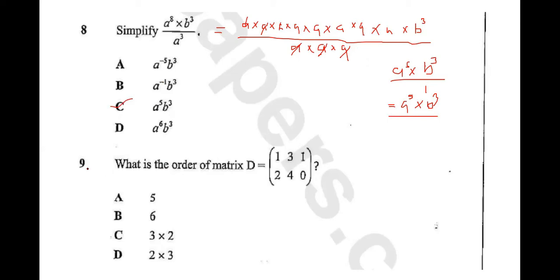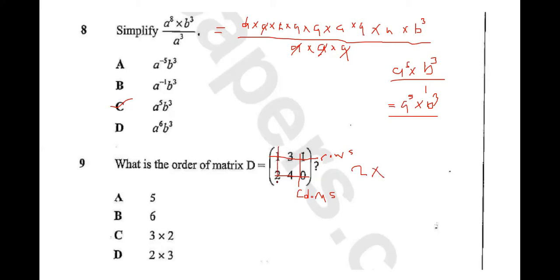All right, question 9. What is the order of matrix D? These ones that are in a straight line are known as rows, and those that are going downwards, we call columns. When you want to find the order, we say row by column. So you count how many rows, how many horizontal are here. It's 1, 2, so that is 2. Then how many are the ones that are down? There is 1.